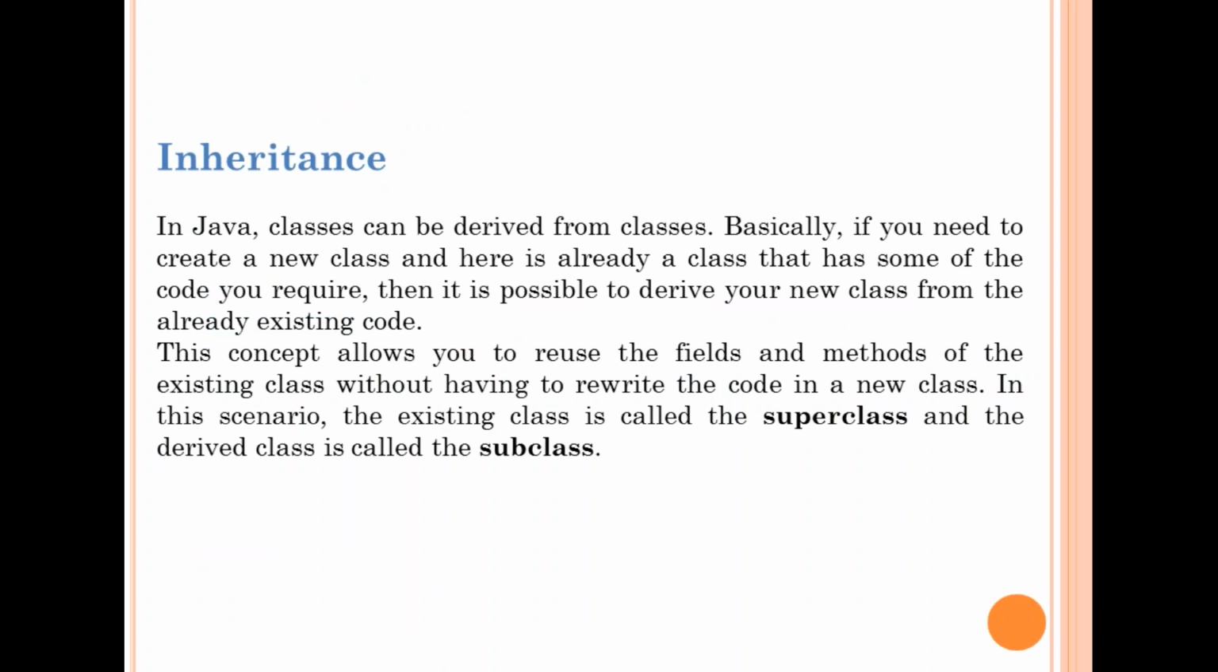Inheritance. In Java, classes can be derived from classes. Basically, if you need to create a new class and there is already a class that has some of the code you require, then it is possible to derive your new class from the already existing code. This concept allows you to reuse the fields and methods of an existing class without having to rewrite the code in a new class. In this scenario, the existing class is called the superclass, and the derived class is called the subclass.